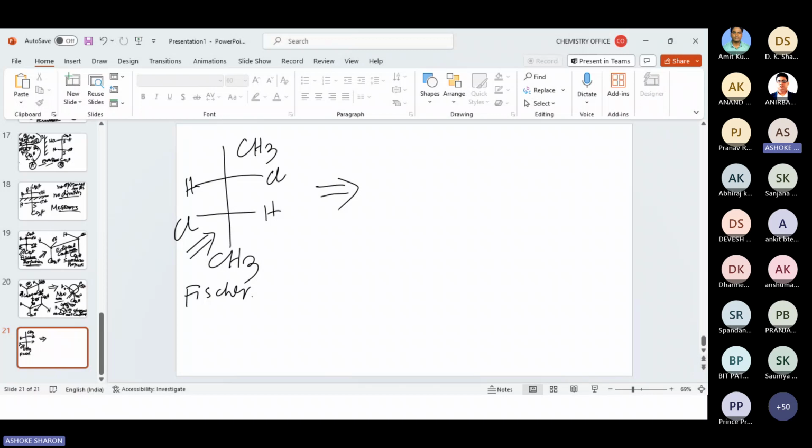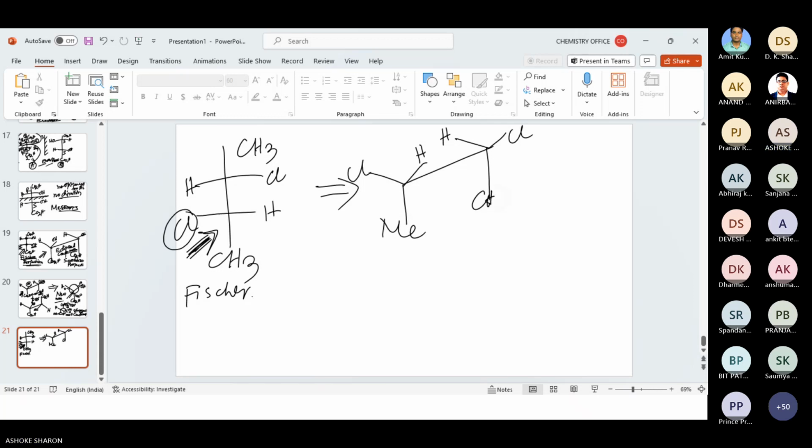Sawhorse projection formula, again my eye is here. I'm visualizing the molecule from that direction. So I'll draw the skeleton first. My skeleton will look like this. And you can see the chloride is on the left side, hydrogen is on the right side, methyl is down. Clear? On the next carbon, hydrogen is on the left side, chloride on the right side, CH3 is down. So this is the classic one.